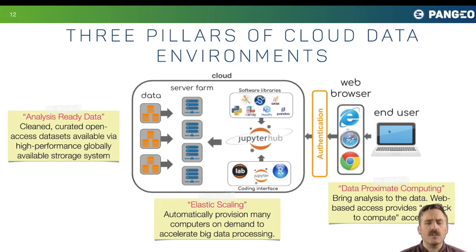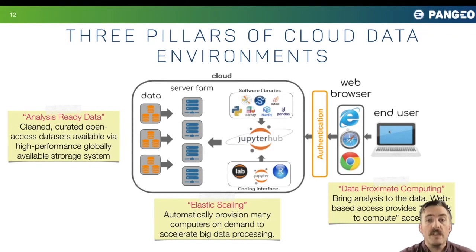This is a technical term that refers to the ability to automatically provision many computers on demand to accelerate big data processing. And this is what allows us to work with those petabytes of data. These three pillars of analysis-ready data, data proximate computing, and elastic scaling can really be implemented on any major cloud provider. But the big advantage of using the cloud is that we can accommodate any amount of data and any number of users. And that's something that our current approach to infrastructure just can't do.